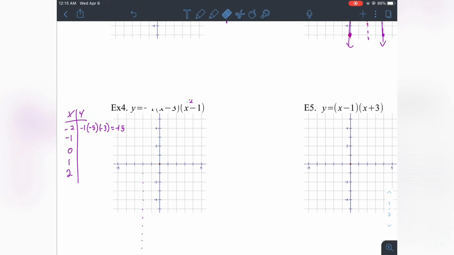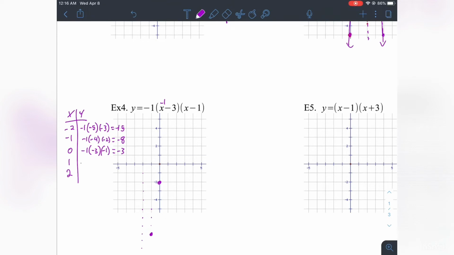Okay, let's try -1. All right. -1 times -1 minus 3 is -4. And negative 1 minus 1 is negative 2. Negative 1 times negative 4 is 4. 4 times negative 2 is negative 8. Right there. Negative 1 times 0 minus 3 is negative 3. And 0 minus 1 is negative 1. Negative 1 times negative 3 is 3. 3 times negative 1 is negative 3. 0, negative 3. Hoofda.